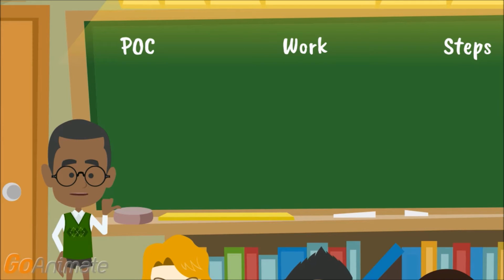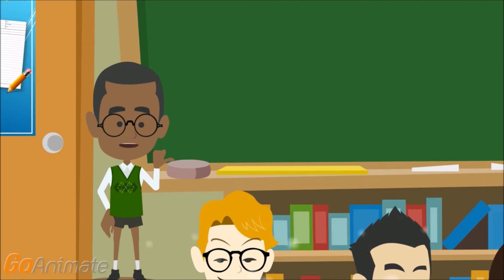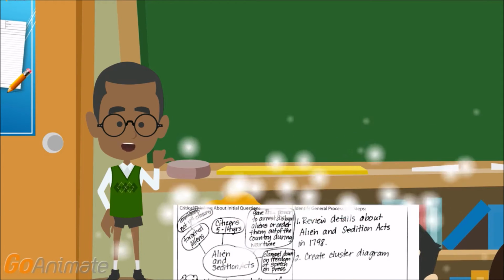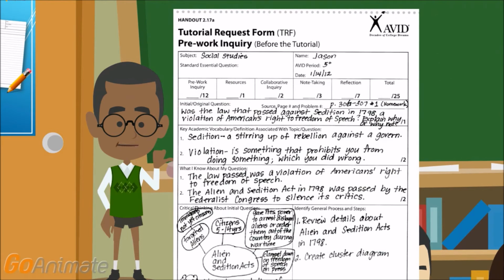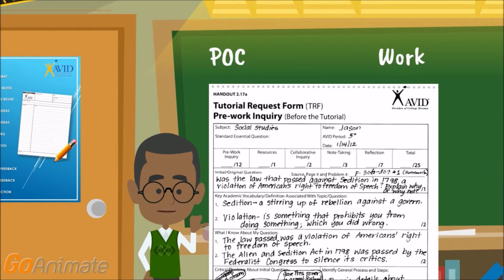My point of confusion comes from my social studies class. It has to do with the Alien and Sedition Act of 1798. The original question given to me by my teacher was whether or not the Alien and Sedition Act was a violation of free speech. I also have to explain my answer. Some key words that I need to know are sedition, which means stirring up rebellion against a government, and violation, which is something that you did wrong against a law or rule.